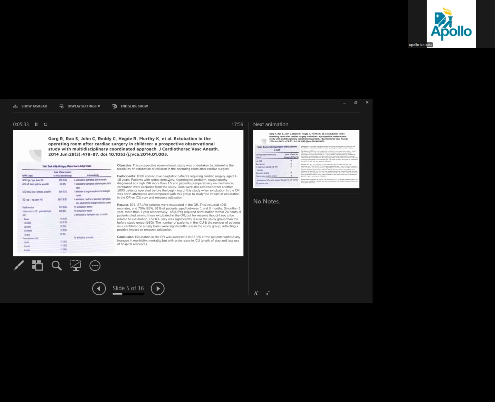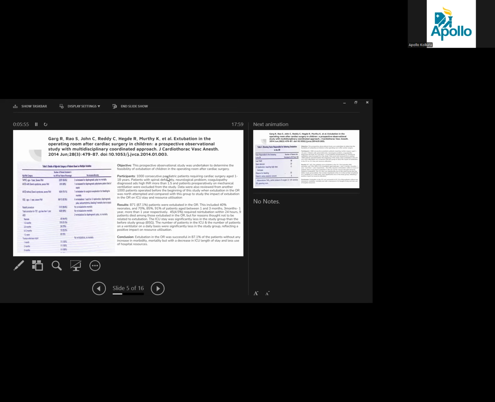So this is another study done by Gar and co-workers. This was a prospective observational study undertaken to determine the feasibility of extubation in children in the operating room. They had a study group of 1,000 patients who underwent extubation in the OR, and a before-study group who were not extubated in the OR.